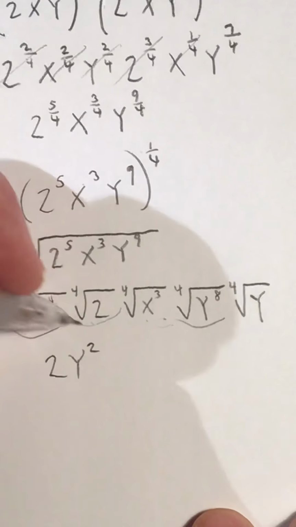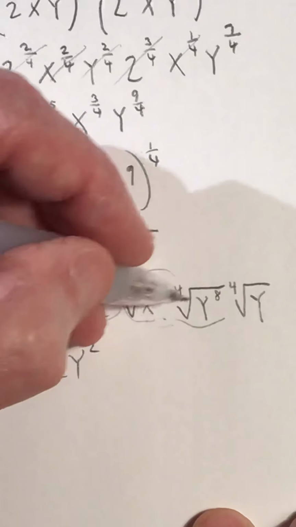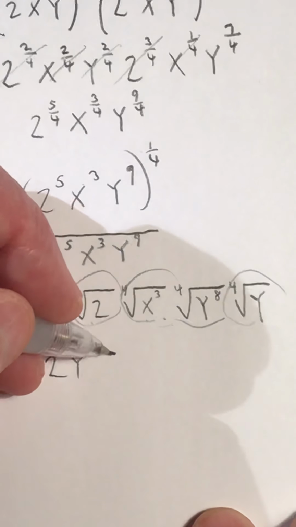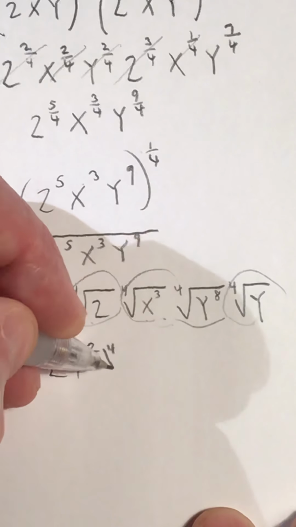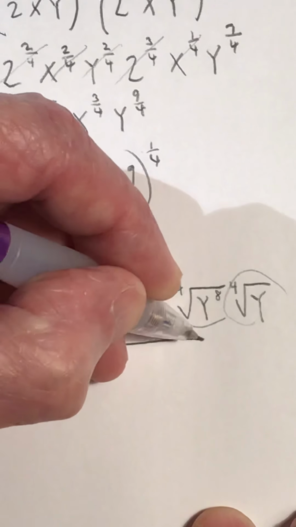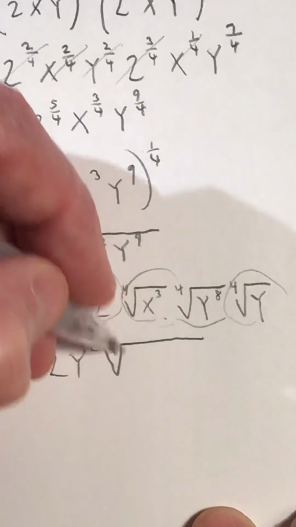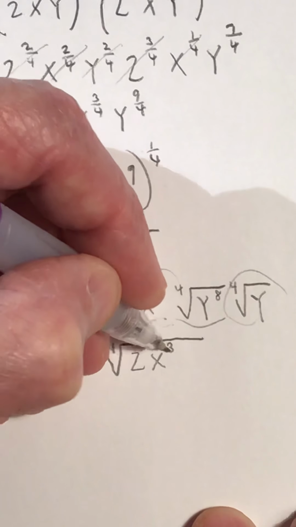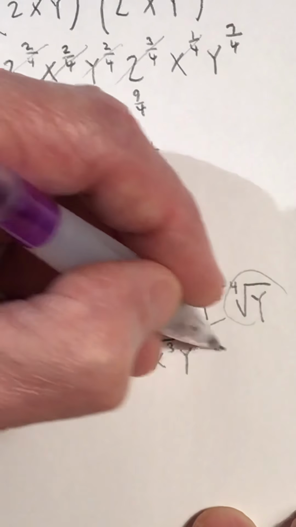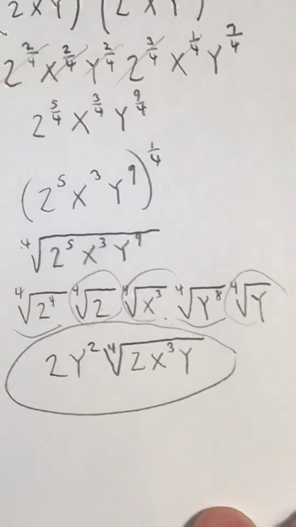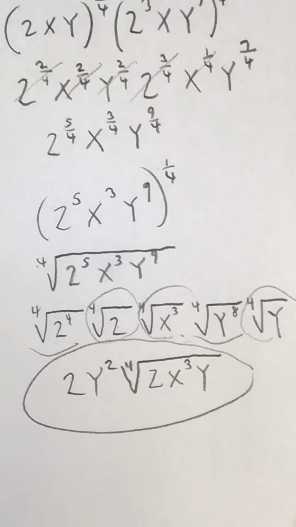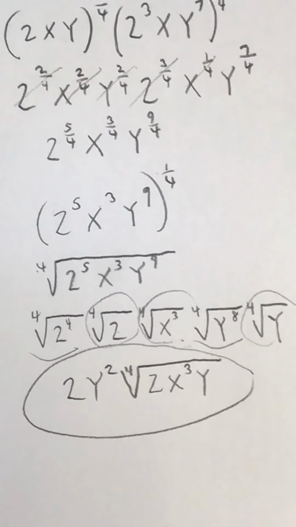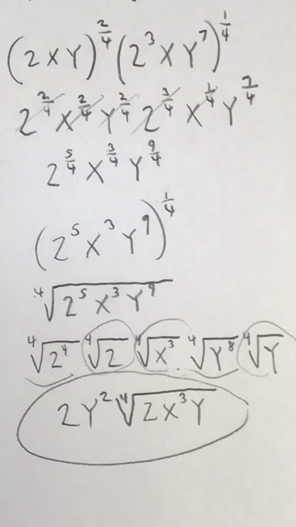And we still have these 3 pieces to put under that 4th root radical sign. A 2, x to the 3rd, y. There's the final answer. That's a doozy, huh? Okay. Thank you for your patience. That's the end of page 6. One more page after this.